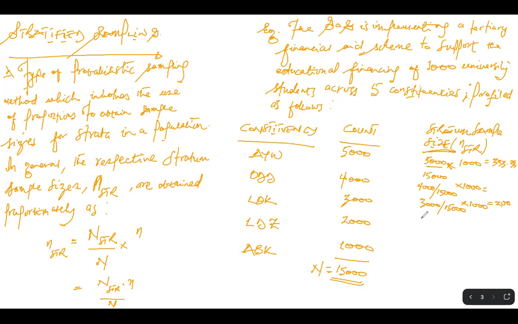Then we have Ledger. The stratum sample size will be 2,000 over 15,000 times 1,000. Okay, and then finally we have 1,000 over 15,000 times 1,000. Can anyone compute these and tell us? I don't know if you've done this.